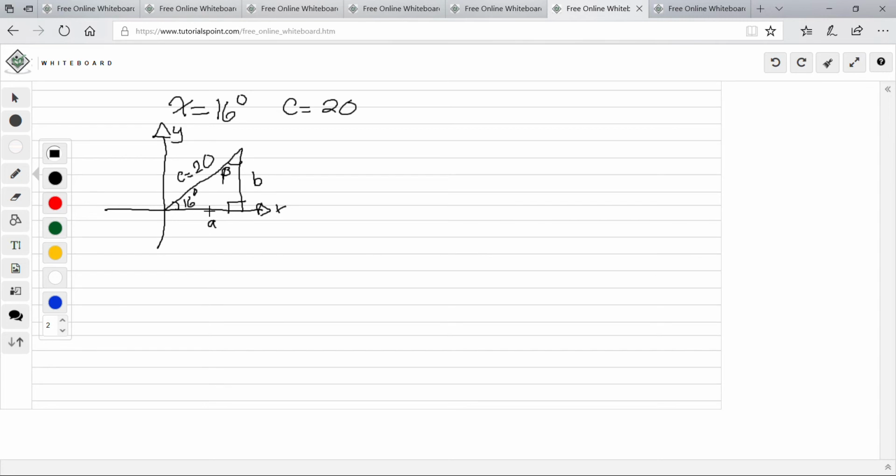We could find beta really simple. You can add 90 plus 16 plus beta equals 180, and then you could solve that. Here, 16 plus beta plus 90 equals 180, and then beta should equal 74 degrees. So this is 74.